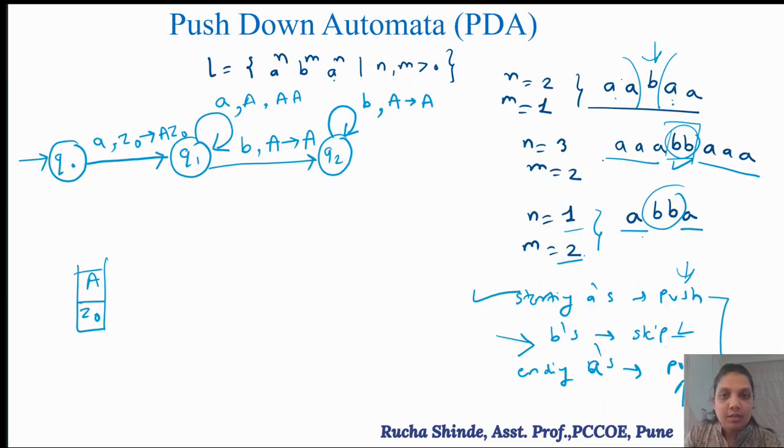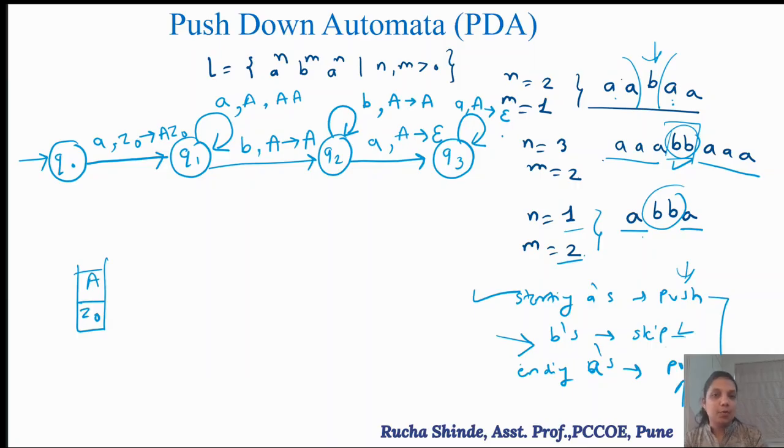Now, after reading b, again we have to change our state on the a alphabet. For the last number of a's, I will read a, and the top of the stack should be capital A. And now we are performing a pop operation, so it should be null. Now this will be your Q3 state. As there will be more a's, we will have a self loop over here, with capital A on the top of the stack, and we are going to pop it.